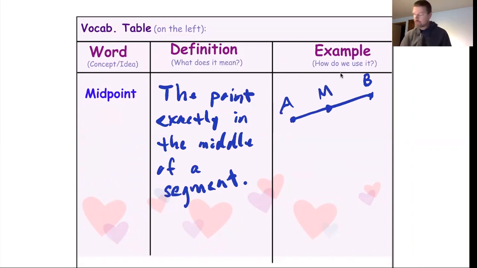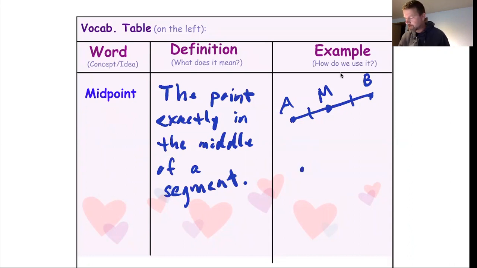Now, one thing about geometry, again, we never make assumptions. So just because M looks like it is in the middle doesn't necessarily mean it is. The way I drew it, it looks like it might be a little closer to A than to B. But to show it's exactly in the middle, we'll put tick marks. Because if it's the same distance from A to M as it is from B to M, then M has to be exactly in the middle. So don't forget those tick marks for congruence.